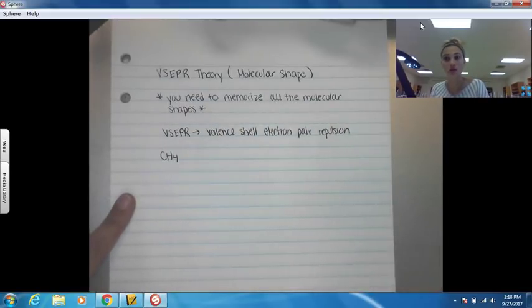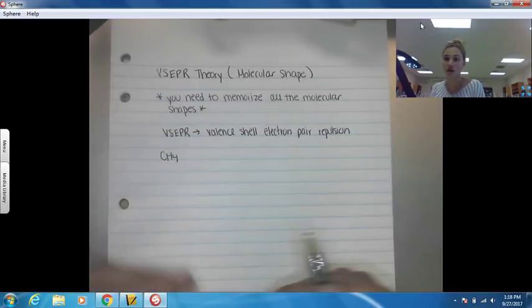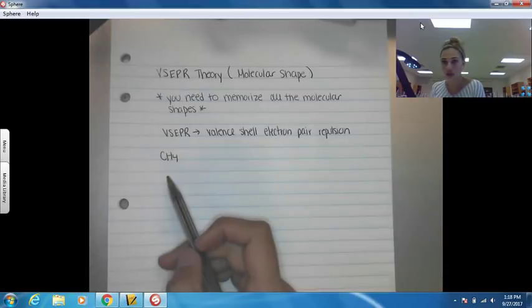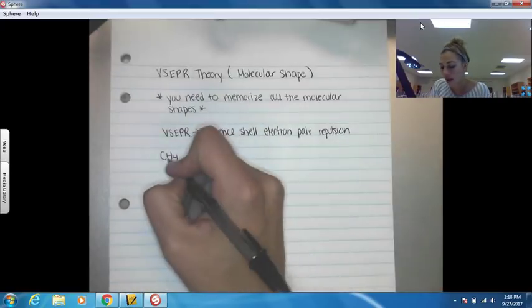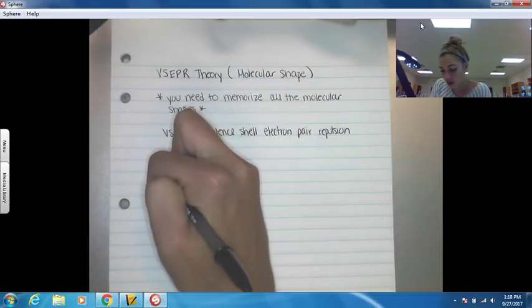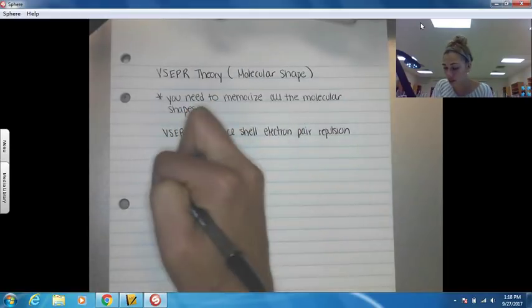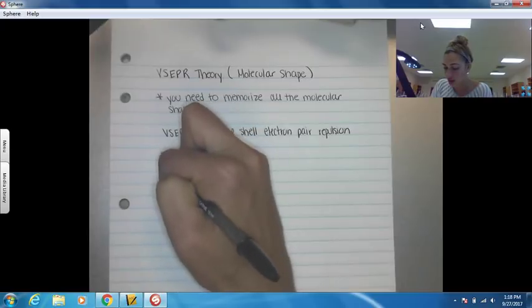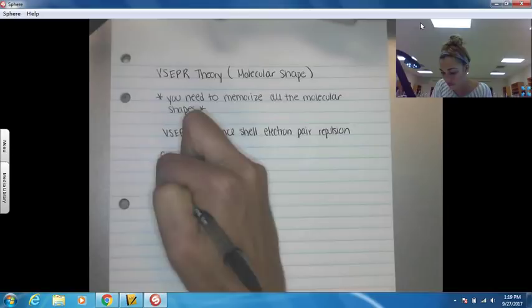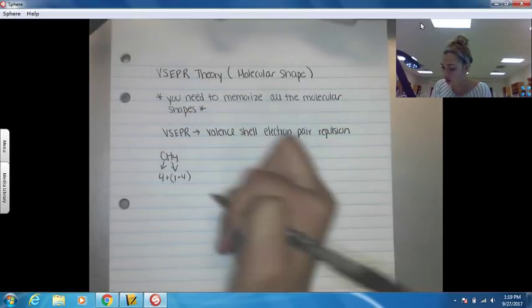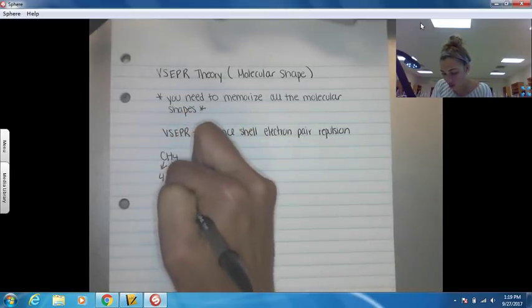And so we know the steps of drawing a Lewis structure. Our very first step is to figure out if it's ionic or covalent. This one is a covalent compound since we are doing our molecular shapes. And then we have to figure out the number of valence electrons each atom has. So we know that carbon has 4 valence electrons. Each hydrogen has 1 valence electron, but there are 4 of them. So altogether, we're going to end up having 8 valence electrons.